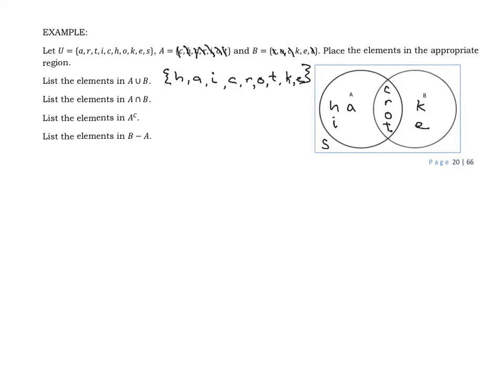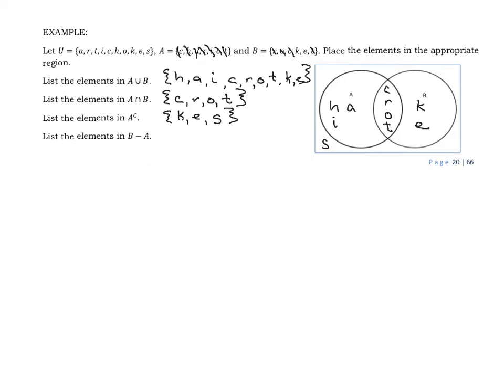All right, so list the elements in A intersection B. So we're looking at the elements that were in both A and B, and that would be elements C, R, O, T. Again, don't forget your braces. Okay, list all of the elements that are in the complement of A. So we're looking at listing the elements that are not in A at all. So let's look at the ones in set B, so the B, K, and E. And how about this S that was not in A or B?